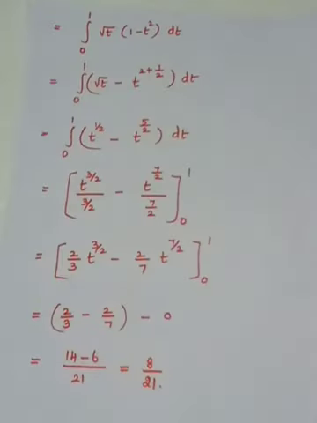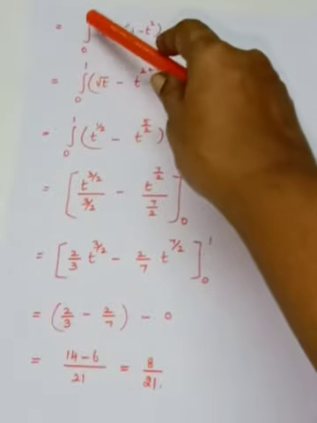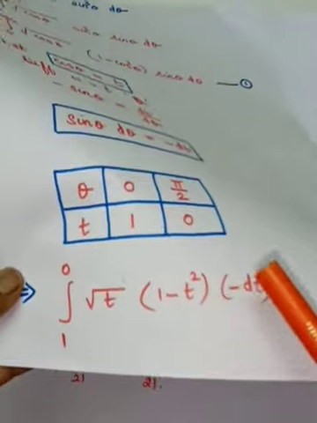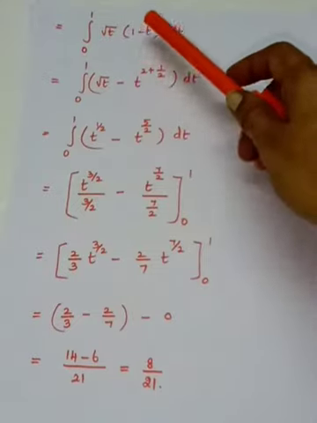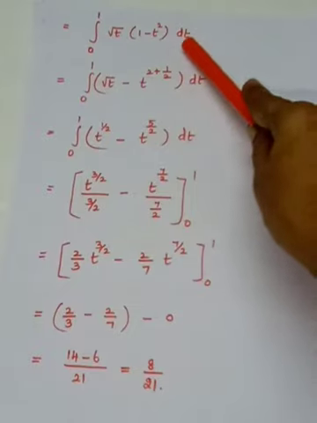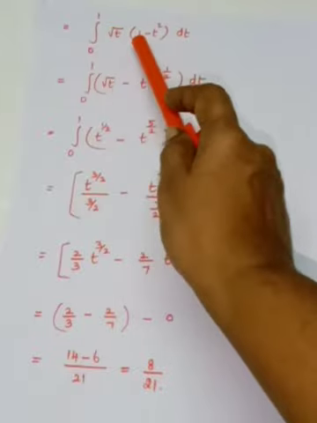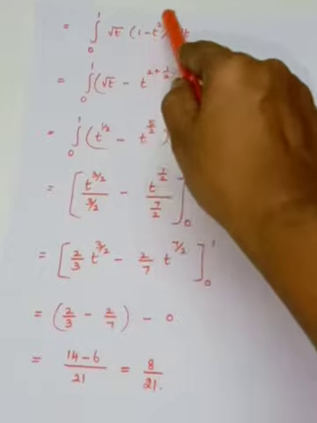You see that here I have changed the limit. The limit is 1 to 0, and now I have written 0 to 1, so I have to write minus. Here also you are having minus, so minus into minus will become plus. That's why the integral is 0 to 1 root t into 1 minus t squared dt. So you have to multiply root t with this term. Root t into 1 is root t minus root t into t squared.